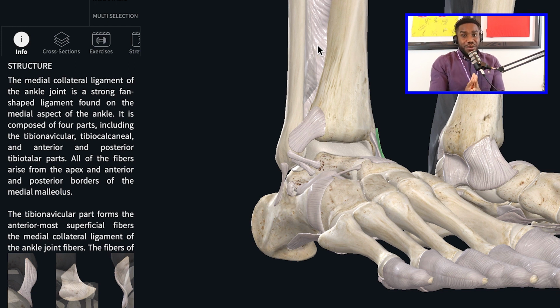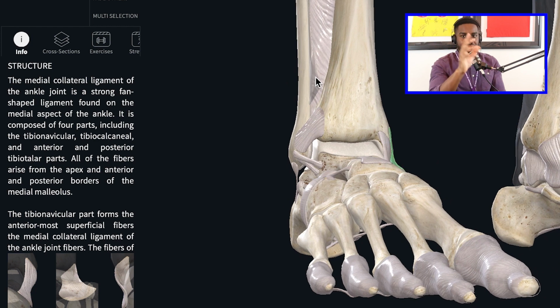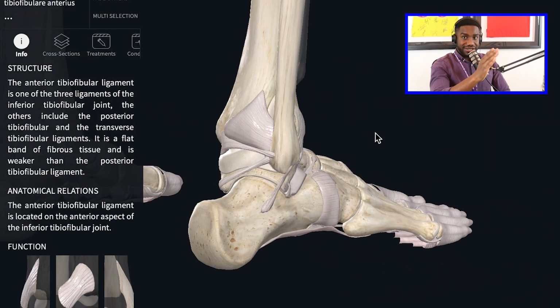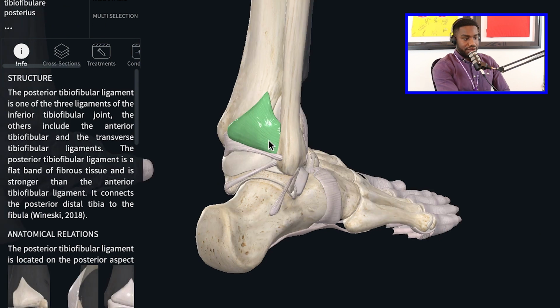If you think about that, you can probably imagine that if those structures are damaged, that's concerning to us. That's exactly what's happened in LeBron's case. A high ankle sprain refers to some of these structures that connect the tibia and the fibula together. So let me click on some now. You can see he's got the anterior tibiofibular ligament, which connects the tibia to the fibula.